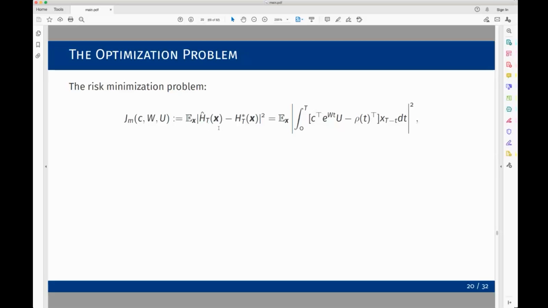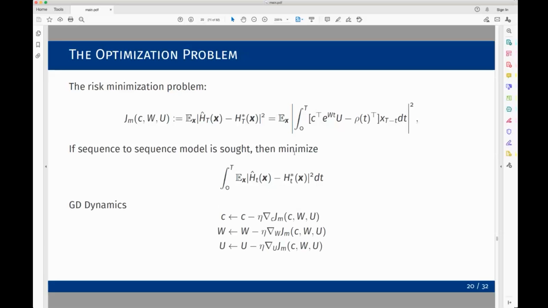And because we have an explicit formula for the linear functionals, we can write the loss function in this way. Of course, if one considers the sequence-to-sequence model, then we also need to take another integral over time, for small t from 0 to capital T. But to make things easier, we will stick to the first line only, the sequence-to-scalar model. And we will consider the gradient descent dynamics.